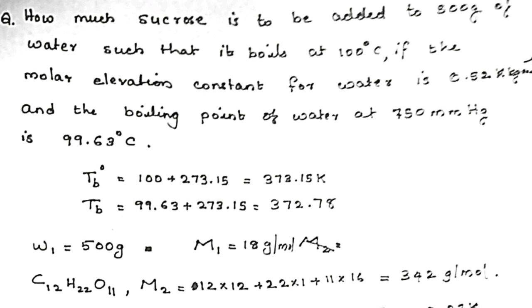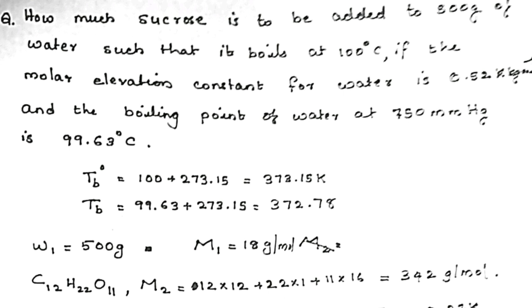How much sucrose is to be added to 500 gram of water? So the weight of water taken is 500 grams, so W1 is equal to 500 gram, and we have to find out W2, how much sucrose is to be added. And we know that M1 is equal to 18 gram per mole, that is the molar mass of water.